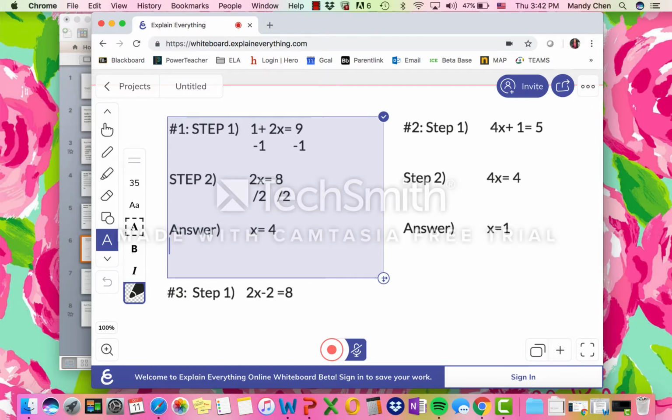If I ever want to see if my answer is correct, I just plug it back in. So 2 times 4 equals 8, and as you can see, my answer checks out when I add the 1.